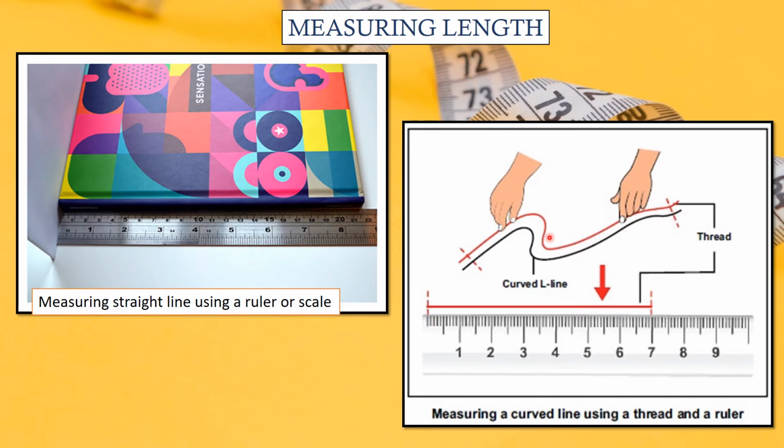Now hold the thread and place it on the straight ruler and then read the scale at the point where there is an ink mark. This will be the length of the curved line.